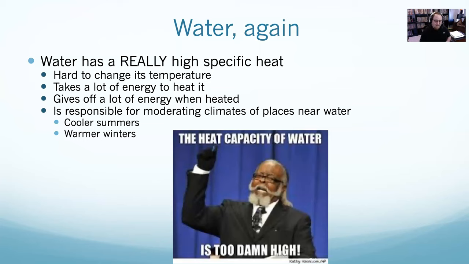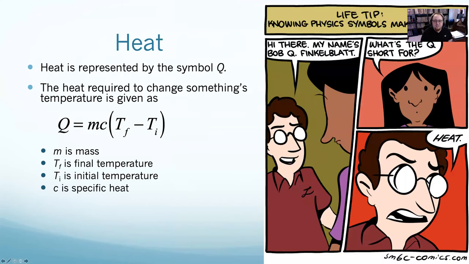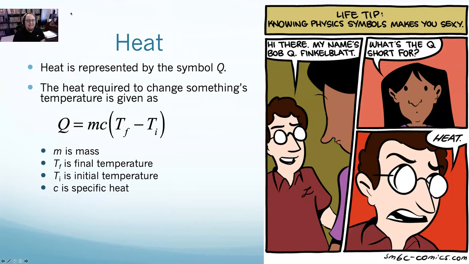Now, to actually quantify this, to put math to all this, we can talk about how much heat is required to change the temperature of a substance. The amount of heat required to change the temperature of a substance goes by this: heat, which is capital Q, equals mc delta T, where the heat equals the mass times specific heat times the change in temperature, final temperature minus initial temperature. That is how much heat is required to change the temperature of any object.